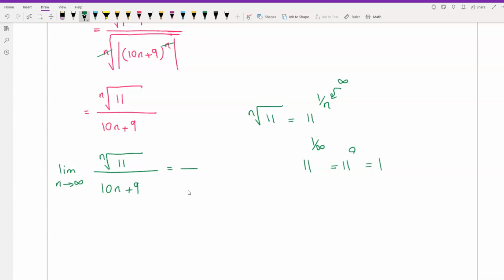So here we have 1 on top. And in the denominator we have 10 times n, and here n approaches infinity. So we have infinity in the denominator. 1 over infinity is 0. So our limit is 0, and this is less than 1. So what that means, the series converges absolutely.